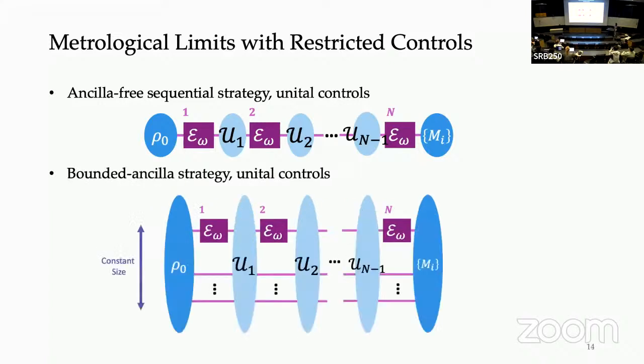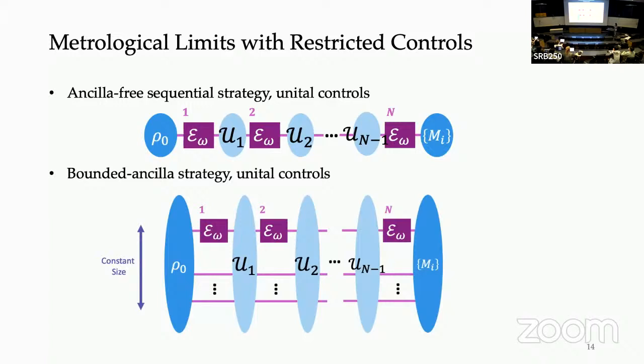And finally, there's a different, slightly more general protocol compared to the first one, which is the situation where you can have a constant size of ancilla, but only unital control during the evolution. So these are the three types of restricted control strategy I consider. And okay, so why is that important?